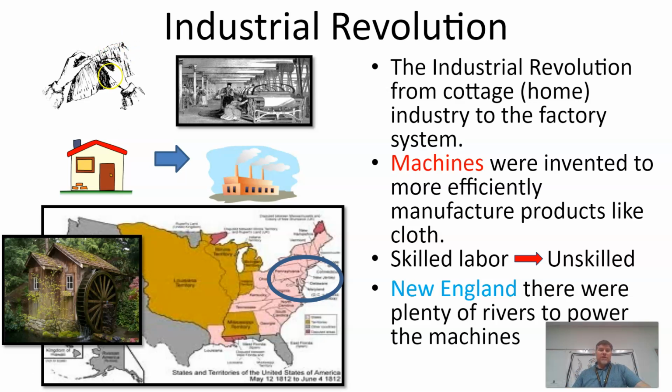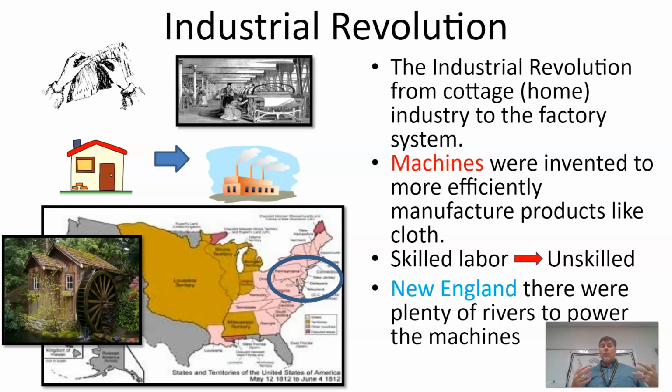But what it is, it's a change from cottage industry to the factory system. So you can see even in the pictures here, we've got something that's handmade, and now we've got something that's machine made. It's made in the home, and now it's made in the factory. And so it's a transition from cottage industry or homemade items to factory made items. In some cases the factory made items are better quality. In some cases, homemade items are better quality.